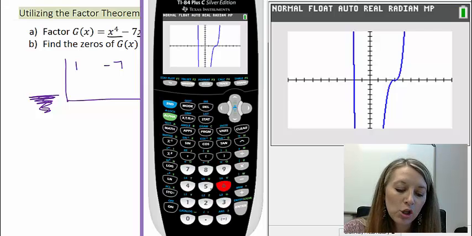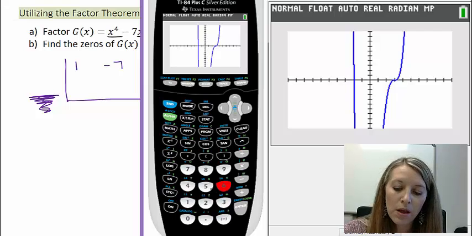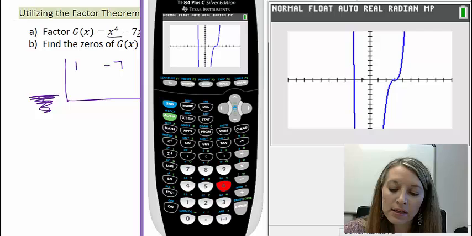Now, this is a degree 4 problem, so I really should be finding 4 zeros here. But on the graph, I see 2 x-intercepts. So this at least gives me 2 of my 4 answers. We can see that negative 2 is an x-intercept, and we can see that positive 3 is an x-intercept.